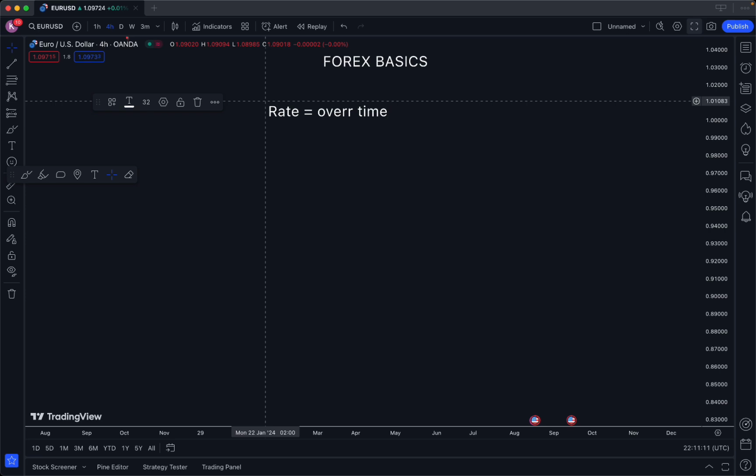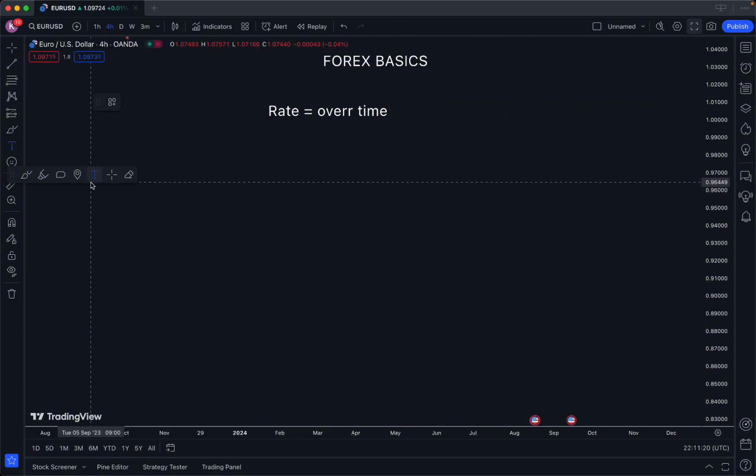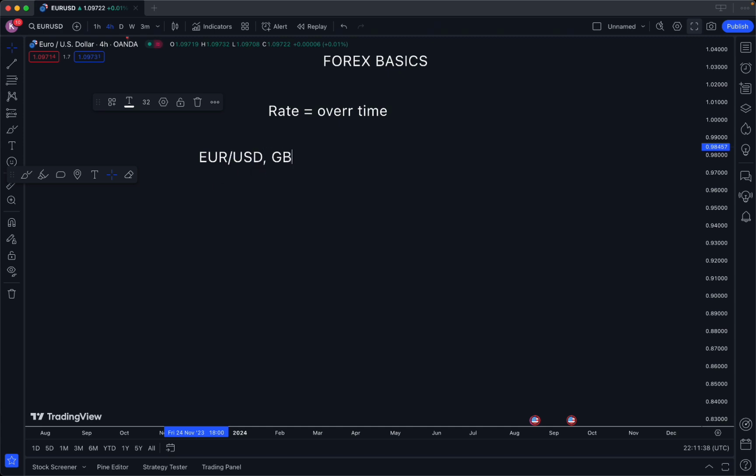The exchange rates are quoted in pairs such as Euro USD, GBP JPY, USD CAD. So when you look on any trading platform, be it TradingView or any platform, you find your exchange rates being quoted in what? Pairs. Example, Euro against USD, GBP JPY, USD CAD.